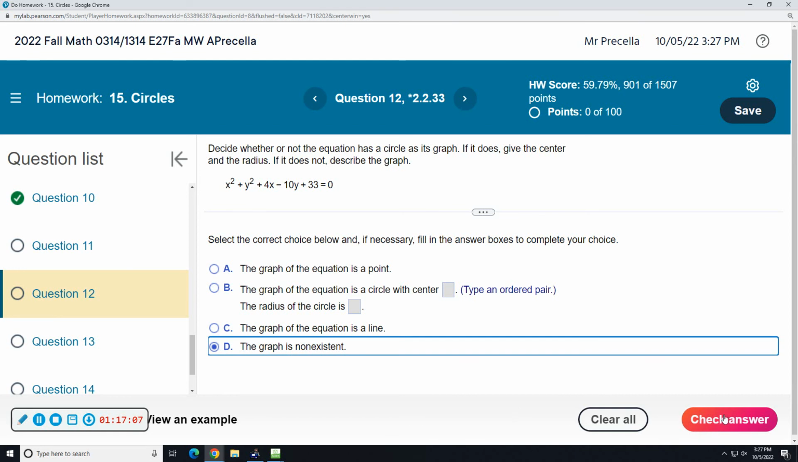I think I'd like it better if they said there is no graph. Like this option here, the graph of the equation is a point. What would the radius have to be for you to have a point, not a circle? You'd have your center point. What would the radius have to be in order for you not to have a circle?